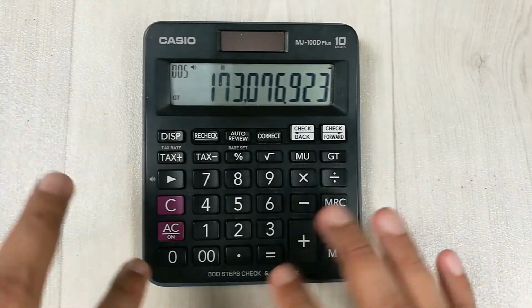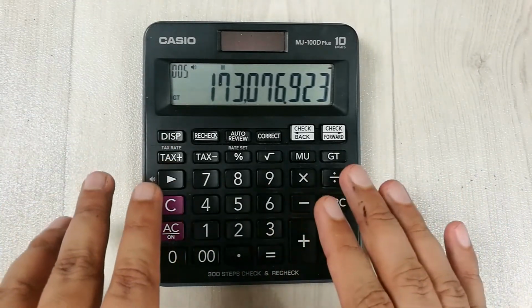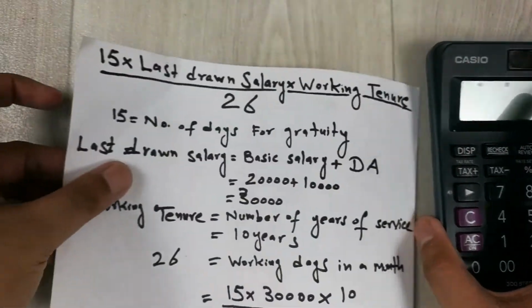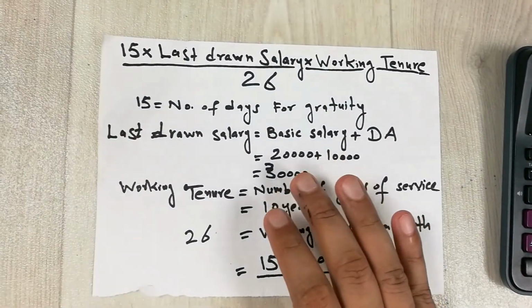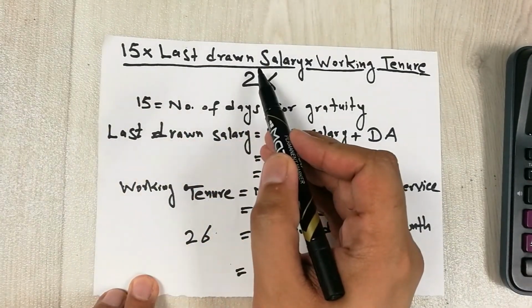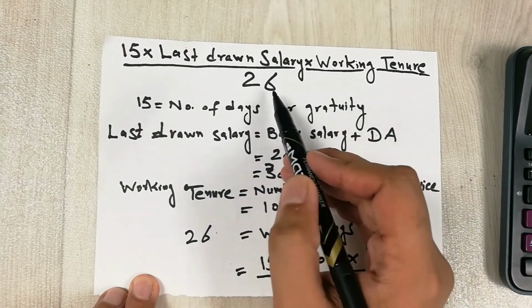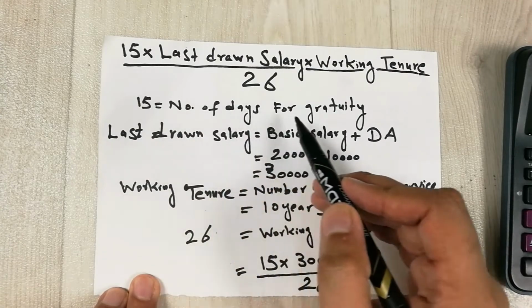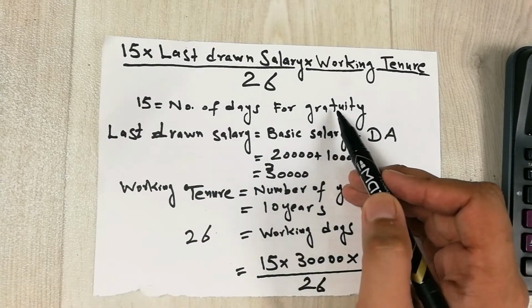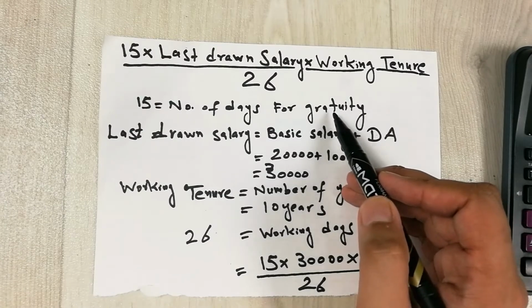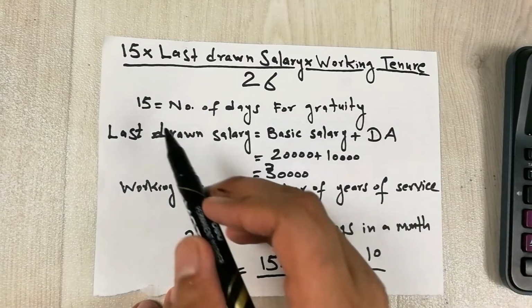Okay, so guys, I also write it down on the paper to make it easy for you. Okay, so I will show you. So guys, here is the formula and I explain everything. So formula is 15 multiply last drawn salary multiply working tenure divided by 26. So guys, 15 is the number of days of gratuity. Okay, this is according to 1972 Act that you will get your gratuity for 15 days. Okay guys, so it always remain 15.